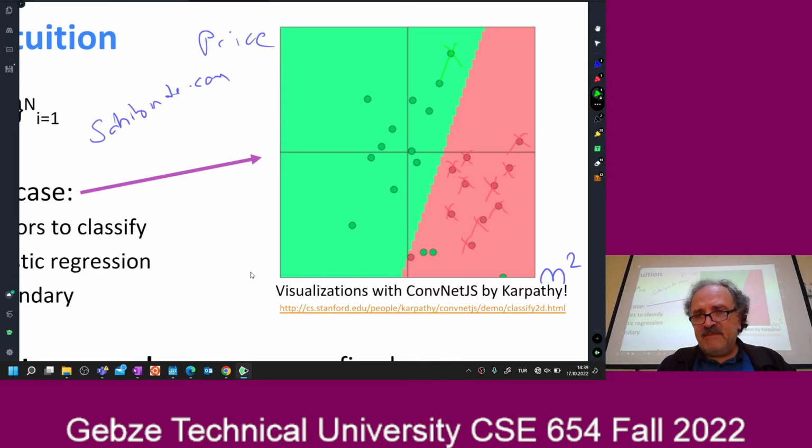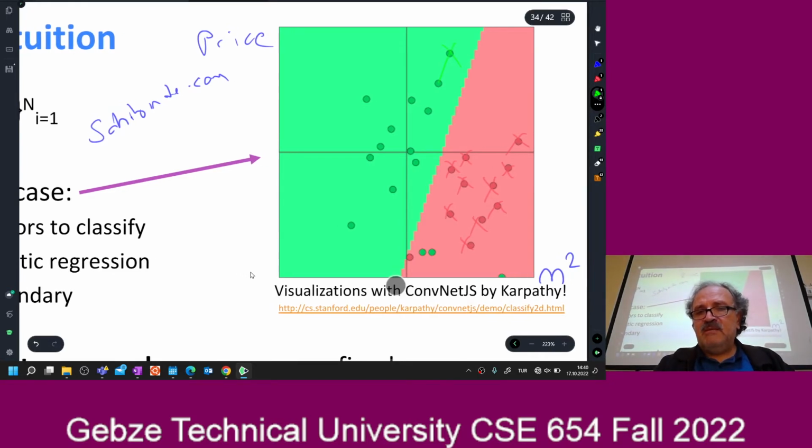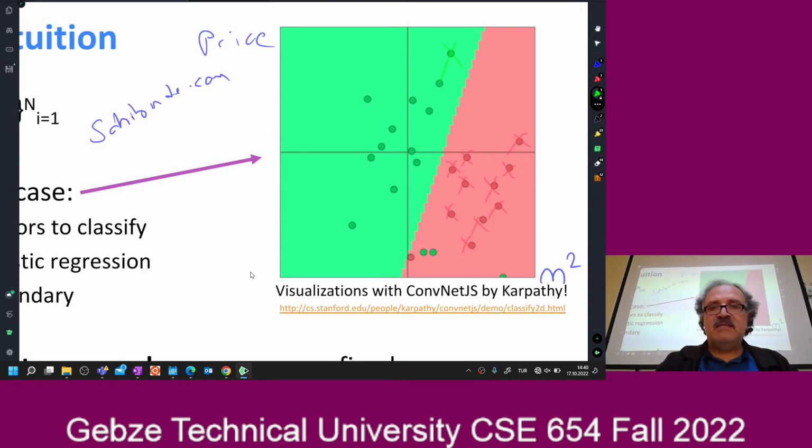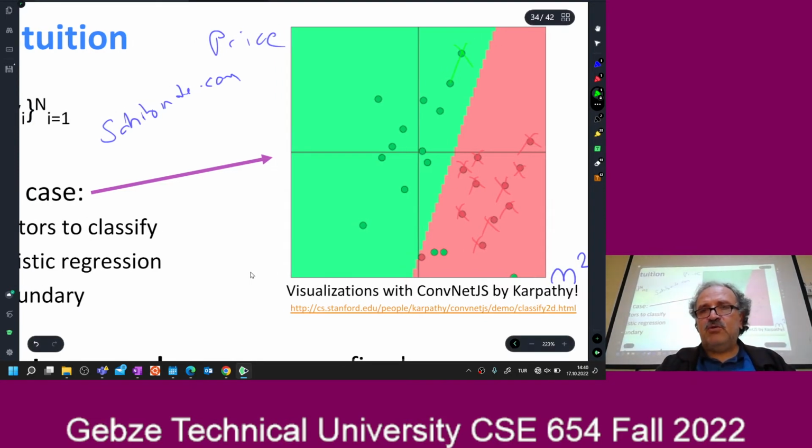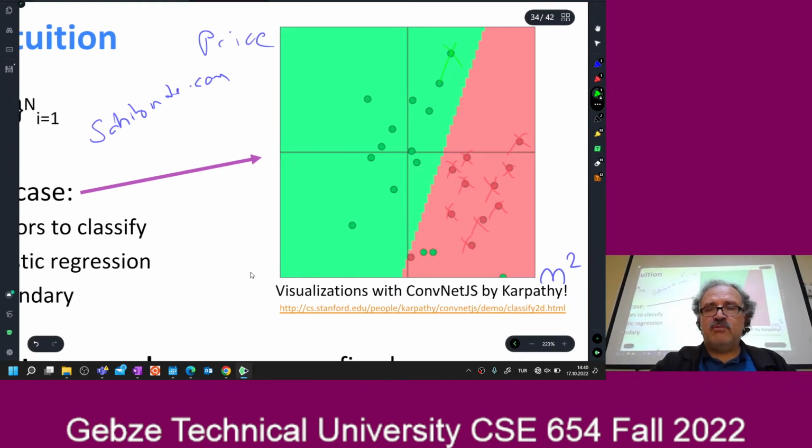Okay, it looks like if a house is above some certain square meters, I like to buy it. And if a house is large, no matter how expensive it is, I am going to buy it. That's what I am trying to do with this one. I couldn't find a better example here.